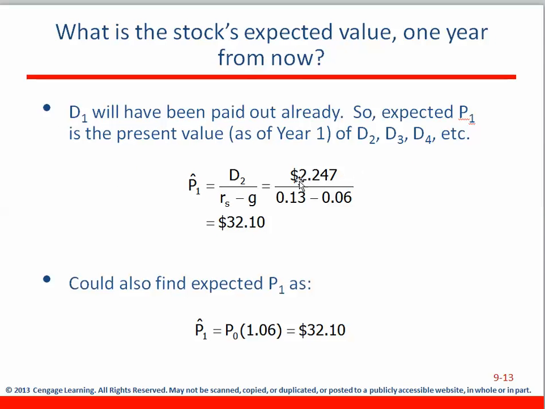Okay, so 2.247 over 13 minus 6 is 32.10. I could figure out P25. P25 will be D26, so I just have to keep inflating my dividend by 6% each year to figure out what it is, okay? So the stock price 1 year from now is going to be D2 over RS minus G, and that's 32.10. Or we could also find the stock price, if it's a constant growth, we can just multiply the stock price times 1.06, and that's going to give us the same answer, okay?